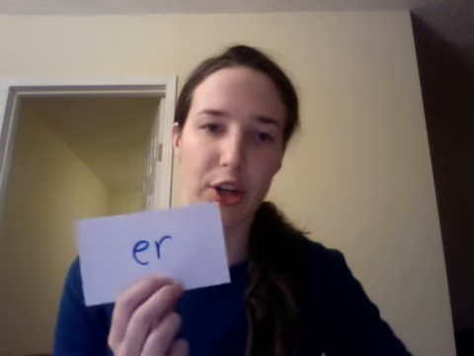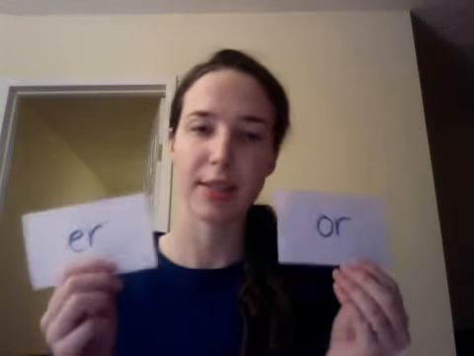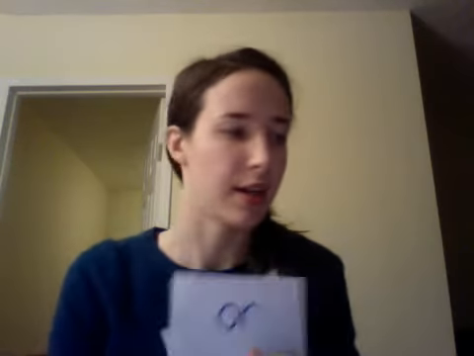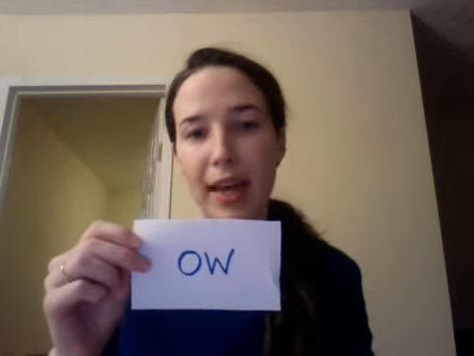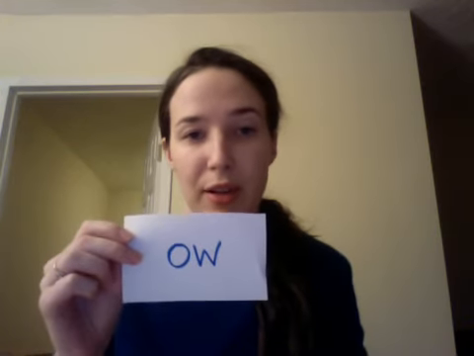For example, your R-controlled vowels like ar and or. These might be a little bit easier to recognize. Your long vowel digraphs like A as in rain, or O like in the word boat. Or some special vowel digraphs like oi from coin, or ow from cow. You can also ask them if they know another sound for OW, O like grow.